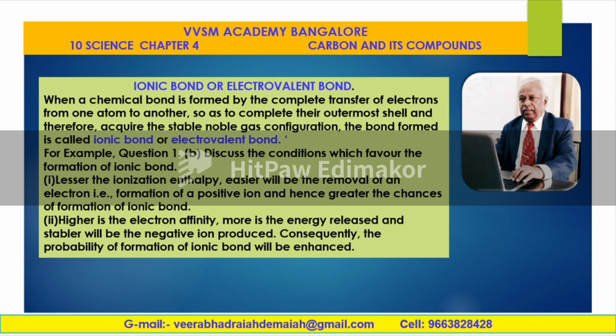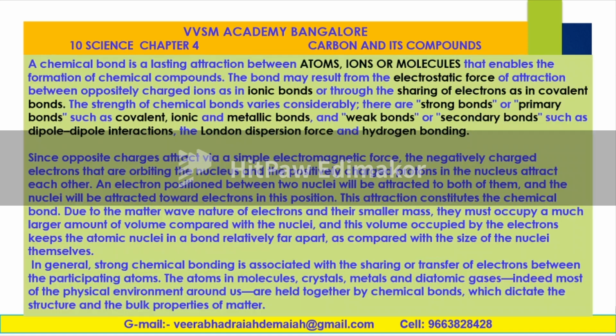In the question, discuss the conditions which favor the formation of ionic compound or ionic bond. Lesser the ionization enthalpy, easier will be the removal of an electron, that is formation of positive ion, and hence greater the chances of formation of ionic bond. And one more point: higher is the electron affinity. Electron affinity, loving of electron. Any particle which loves the electron has electron affinity. More is the energy released and stabler will be the negative ion produced. Consequently, the probability of formation of ionic bond will be enhanced.